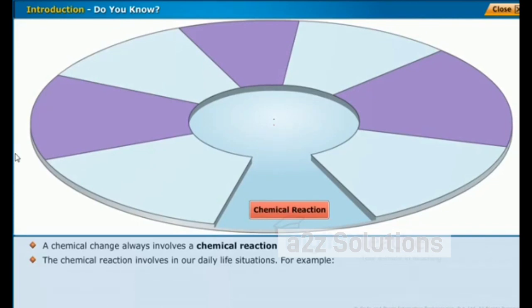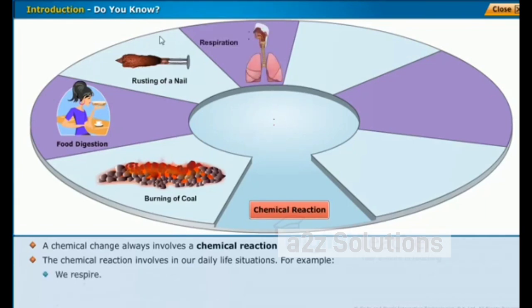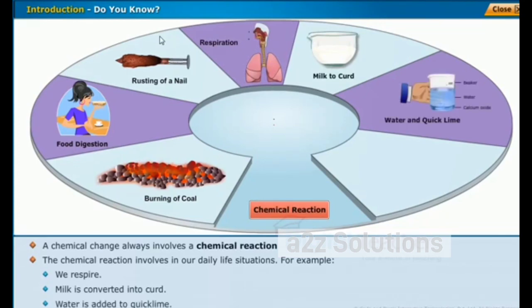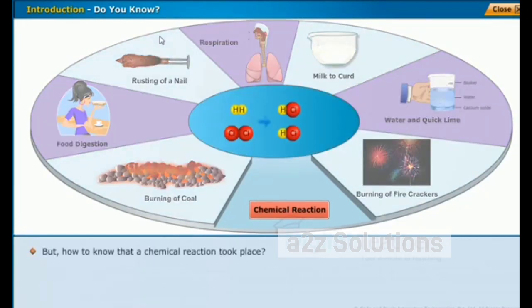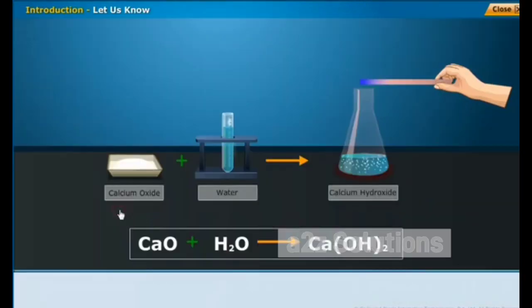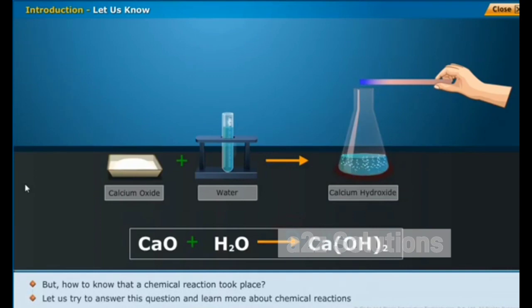For example, coal is burnt, food gets digested in our body, iron nail is exposed to humid atmosphere for a long time. We respire. Milk is converted into curd. Water is added to quicklime. Crackers are burnt. But how to know that a chemical reaction took place? Let us try to answer this question and learn more about chemical reactions.